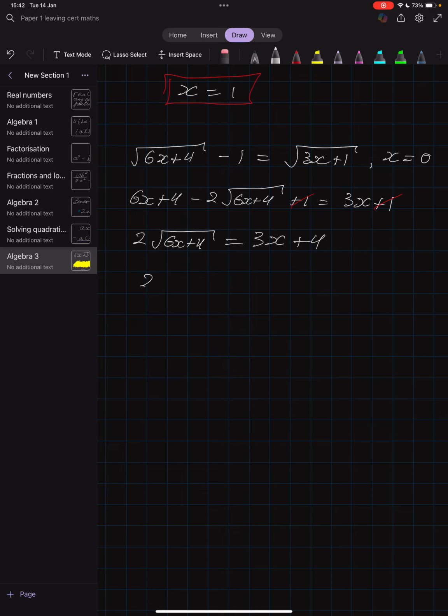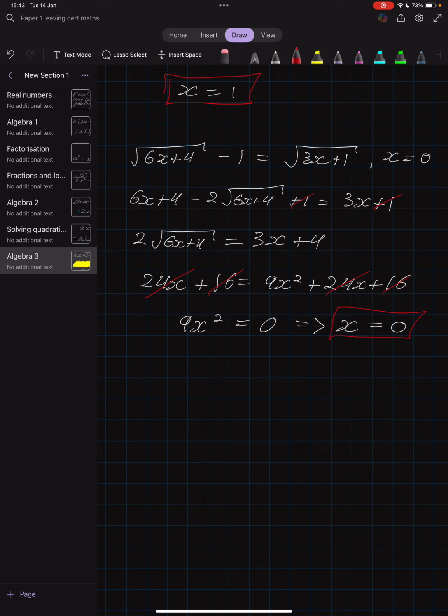So if I square both sides, I'm going to get 24x plus 8 equals 9x squared plus 24x plus 16. This gives me 9x squared. The 24x cancels. So I'm just left with 9x squared. Did I make a mistake here? This should be 16. Sorry, it's my fault. 16. So this again cancels. So I'm left that this equals 0, and this means that x equals 0 is your answer.